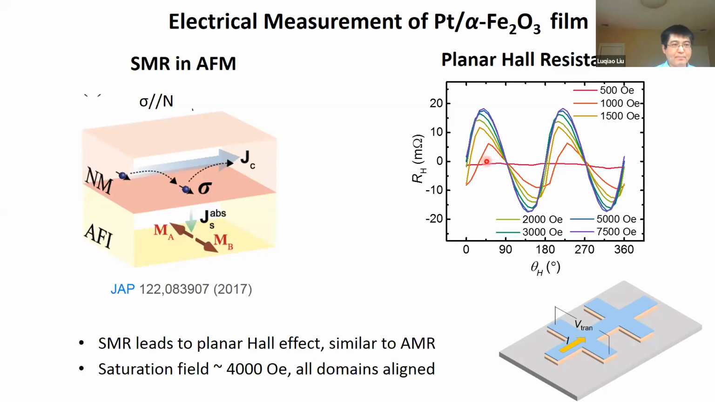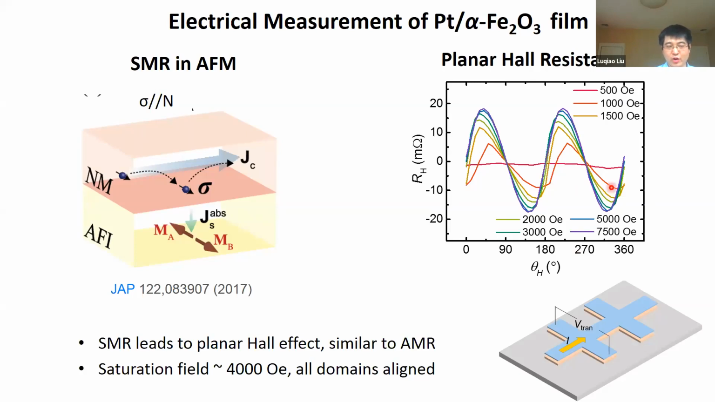Another thing is, you can either measure the spin-Hall magnetoresistance in the longitudinal direction, or in the transverse direction in the Hall geometry. The reason is, just like the AMR effect, SMR can lead to a planar Hall effect, which is just a geometry effect. So in the following, we will focus on this planar Hall measurement.